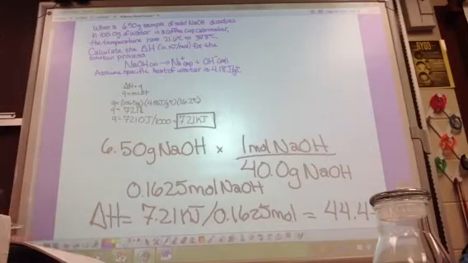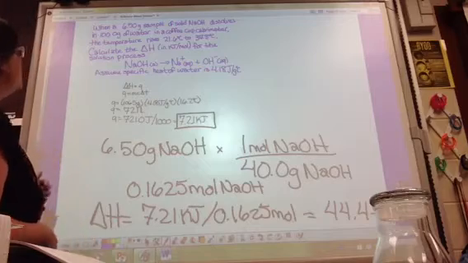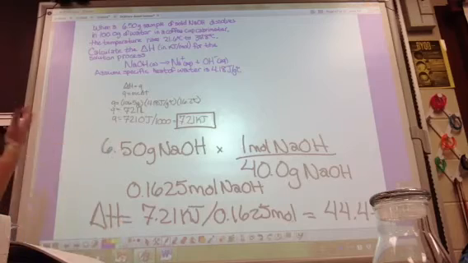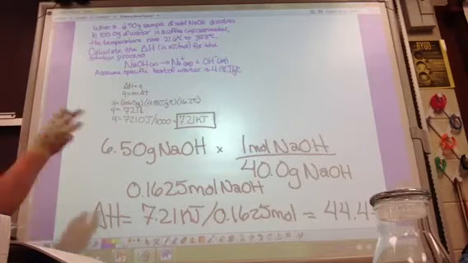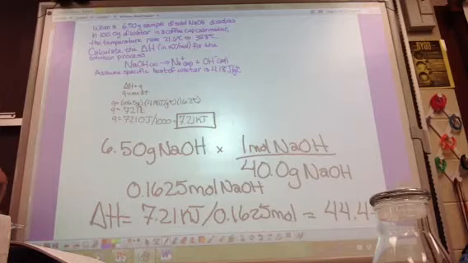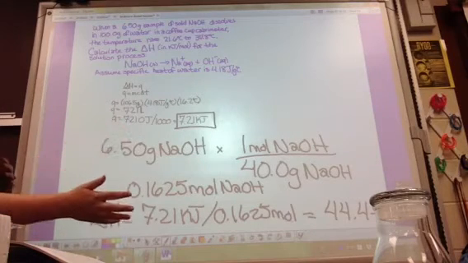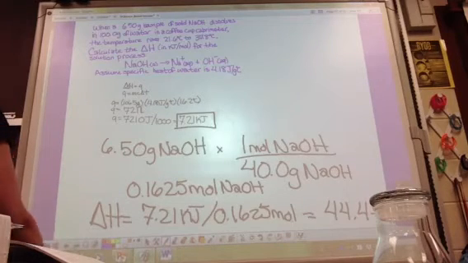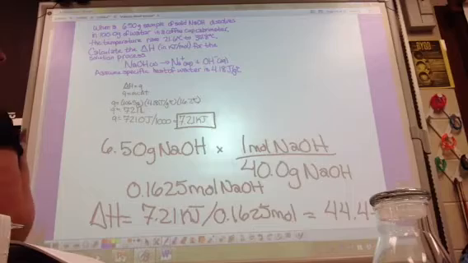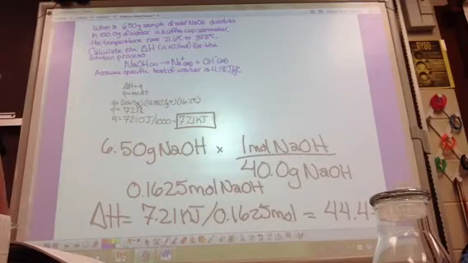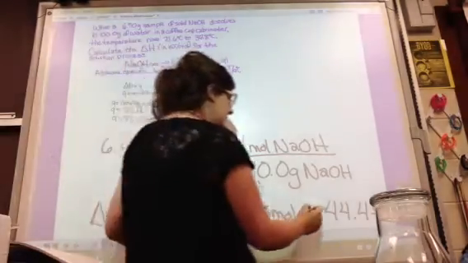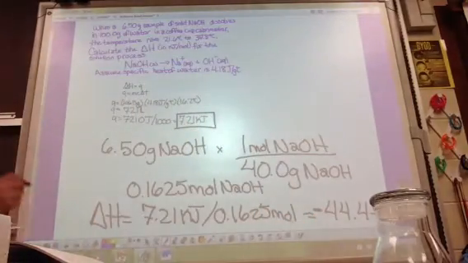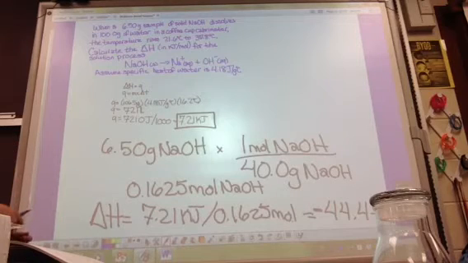But I need to think about the sign for this delta H. Is it going to be negative or positive? Because I want to calculate the delta H for the solution process. My temperature was rising in this case. Because the water is gaining energy, the system must be losing this energy, which would be an exothermic process, and for an exothermic process, delta H is negative. So this should be a negative 44.4 kilojoules per mole.